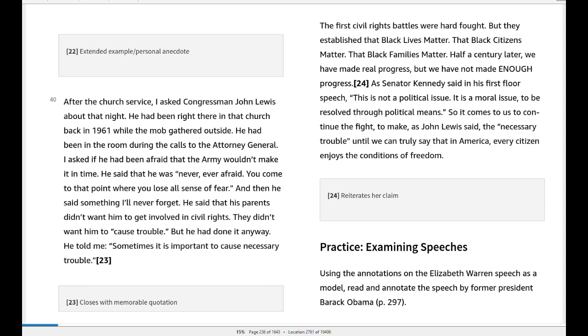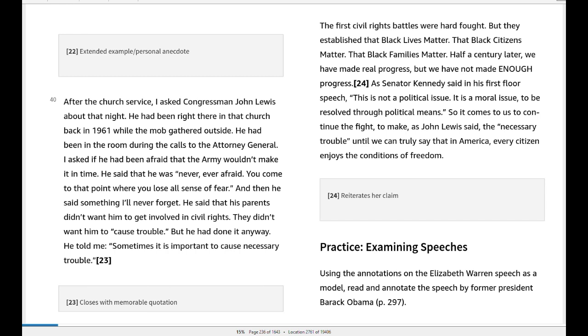The first civil rights battles were hard fought, but they established that Black lives matter, that Black citizens matter, that Black families matter. Half a century later, we have made real progress, but we have not made enough progress. As Senator Kennedy said in his first floor speech, this is not a political issue. This is a moral issue to be resolved through political means.